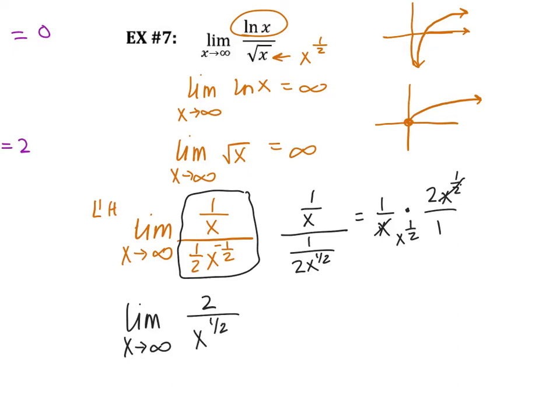And so over to the side, let's think about what's going on here. We've got 2 over the square root of a really, really, really big number. So that's going to tend toward, hopefully we see it's tending toward 0. So the limit here in example 7 should be 0.